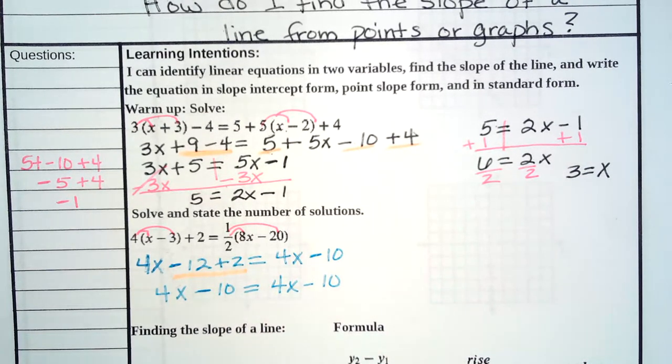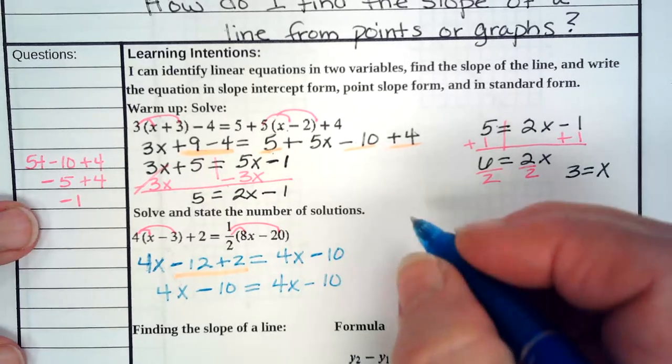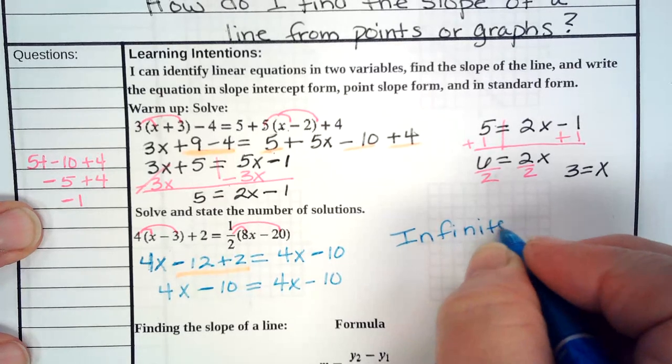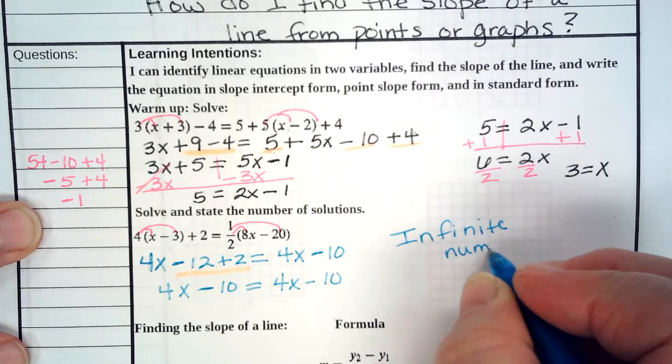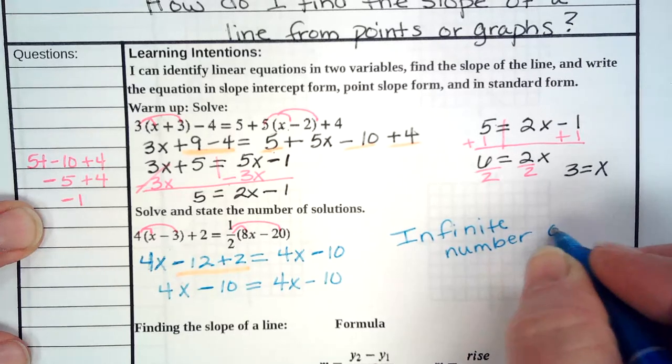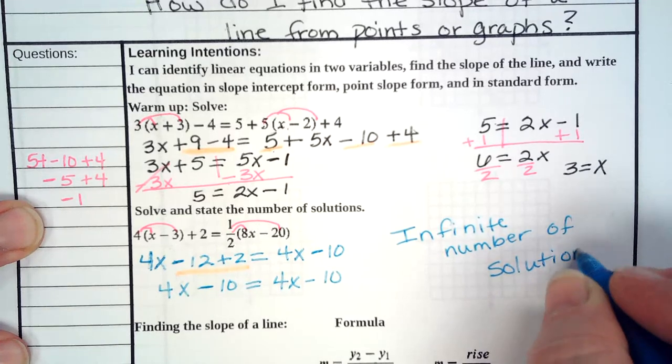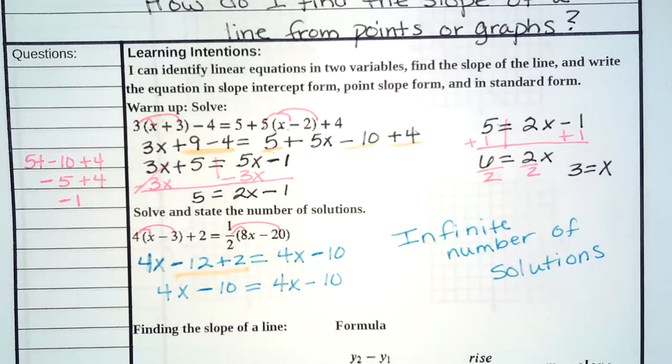What do you notice? They are exactly the same on both sides of your equal sign. This is where you have an infinite number of solutions. Any number you want to put in will work in this case because it's exactly the same. So those are both review problems. Hopefully you were able to do them on your own and then just check your answer.